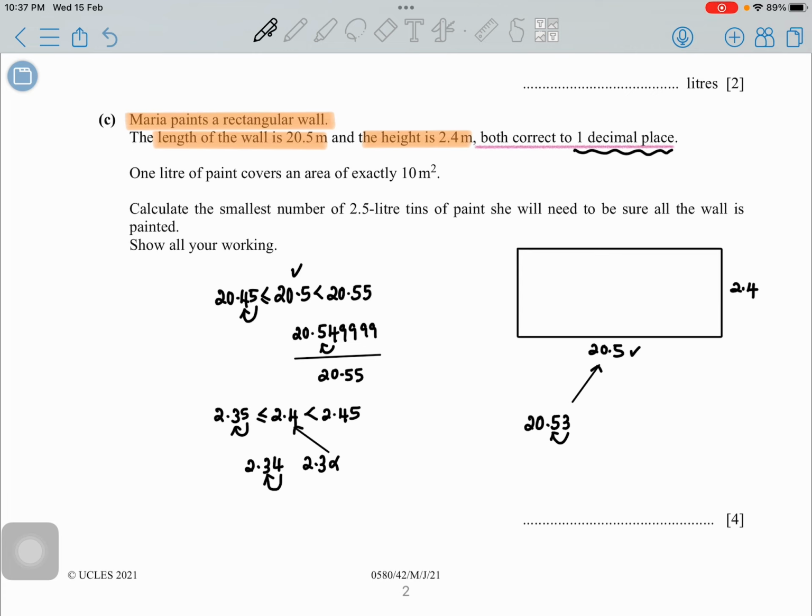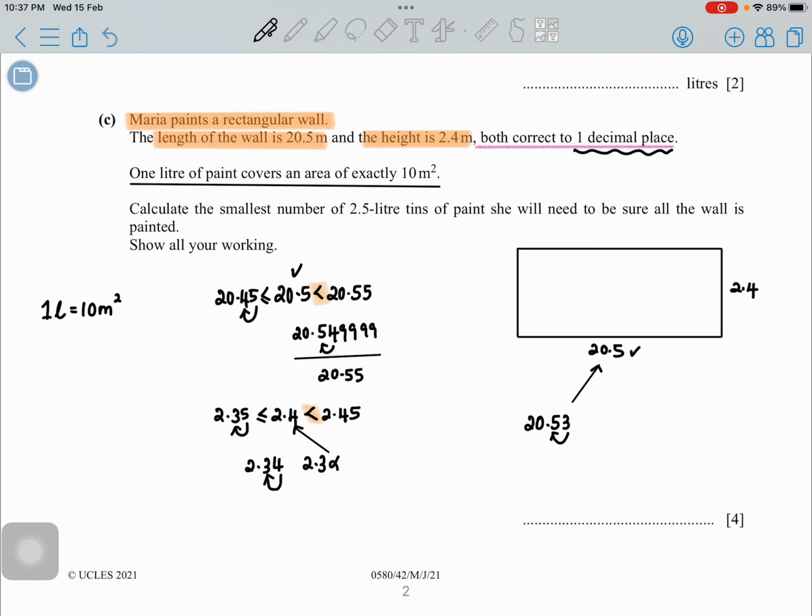Did I put the equal sign? No. So you have to be careful. Maybe I highlight this for you. Okay, done. But now what does the question want? They say 1 liter of paint can cover an area of exactly 10 meters squared. Okay, let's write 1 liter covers 10 meters squared.